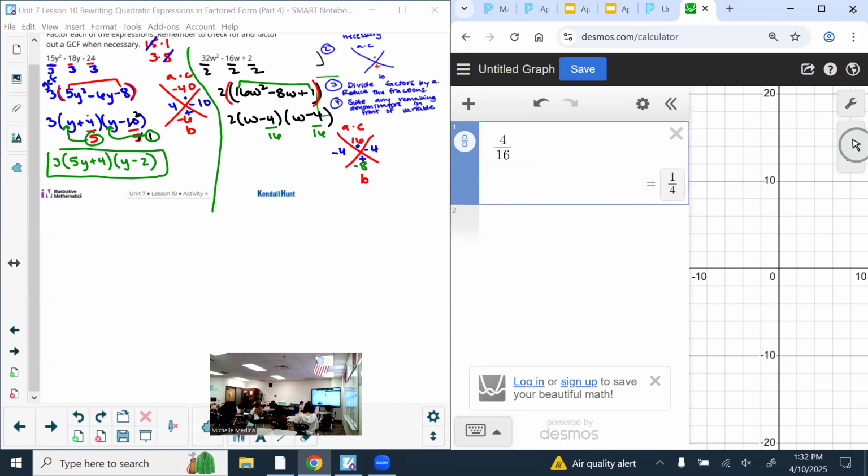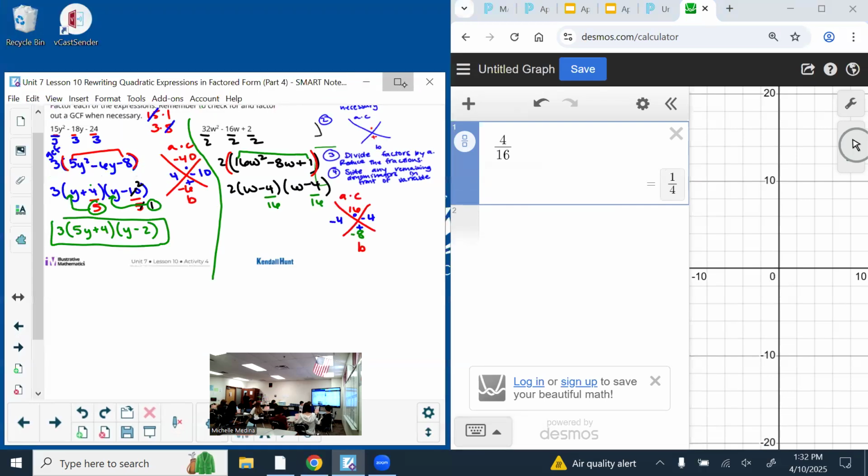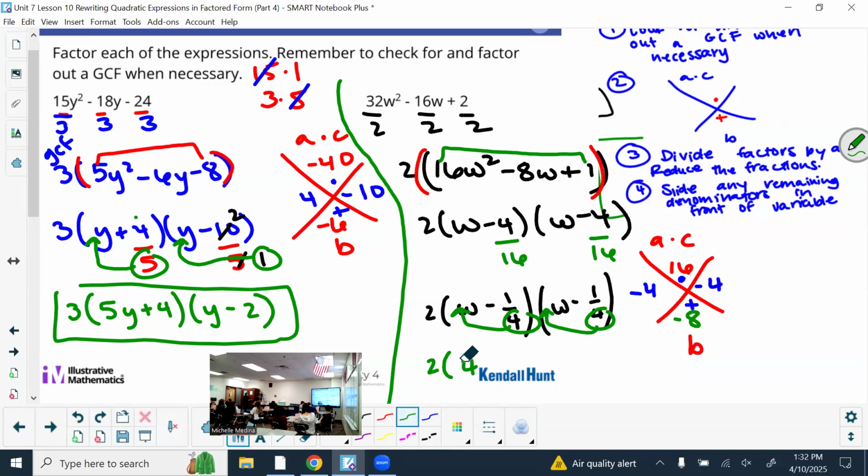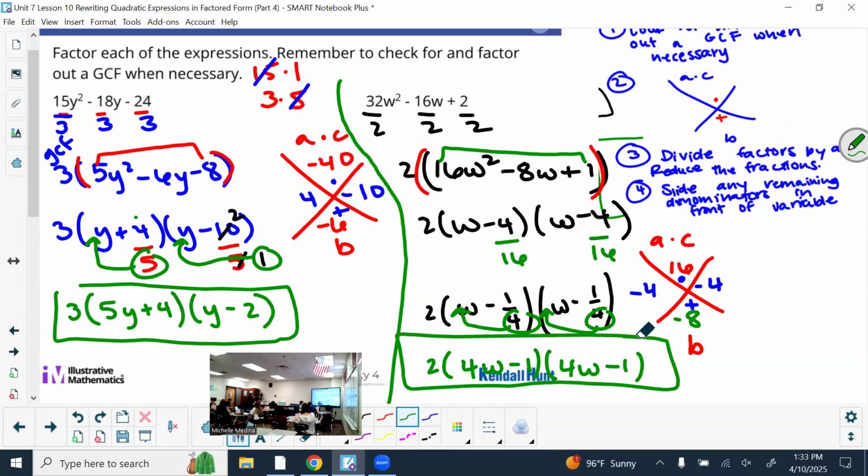And what I have right now is w minus 1/4, twice. We reduced the fractions. Now you need to slide any remaining denominators in front of the variable. And then I get my GCF still on the outside. For my parentheses, it becomes 4w minus 1 and 4w minus 1, which you can condense by writing 4w minus 1 in parentheses squared.